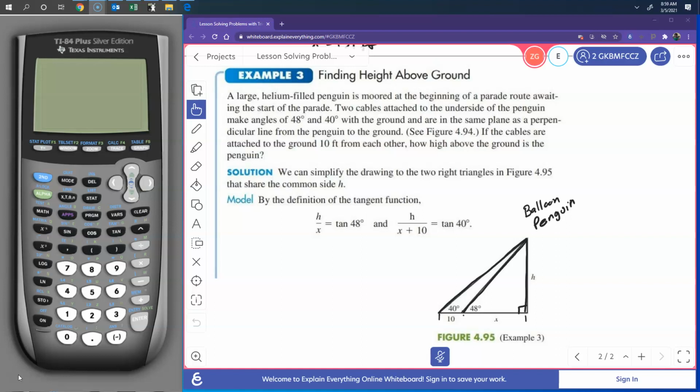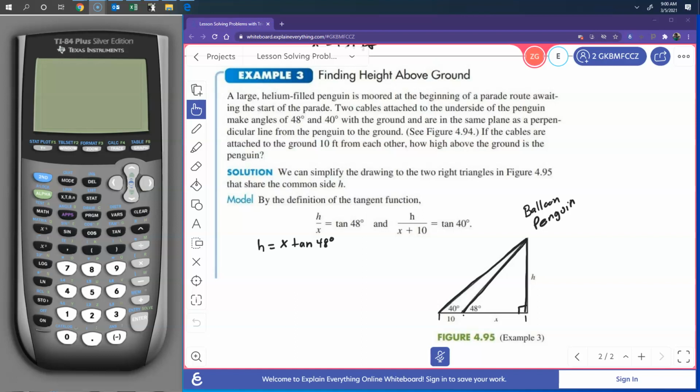So now we're going to solve this algebraically. You're probably thinking, how can we solve it if we have two unknowns? So we're going to solve for h, since they both have h in common. So we know that h is equal to x times the tangent of 48 degrees. And I'm not going to evaluate tangent of 48 degrees because I want to work with tangent 40 degrees. I want to work with that expression there.